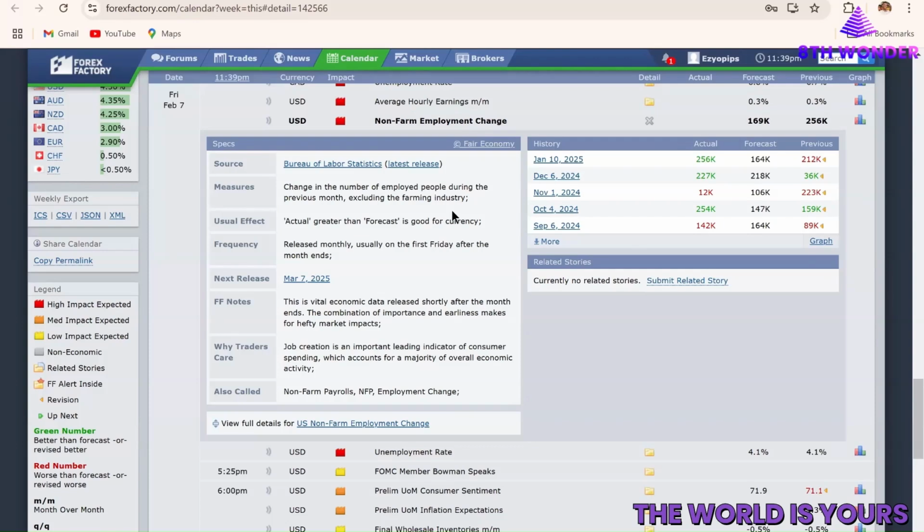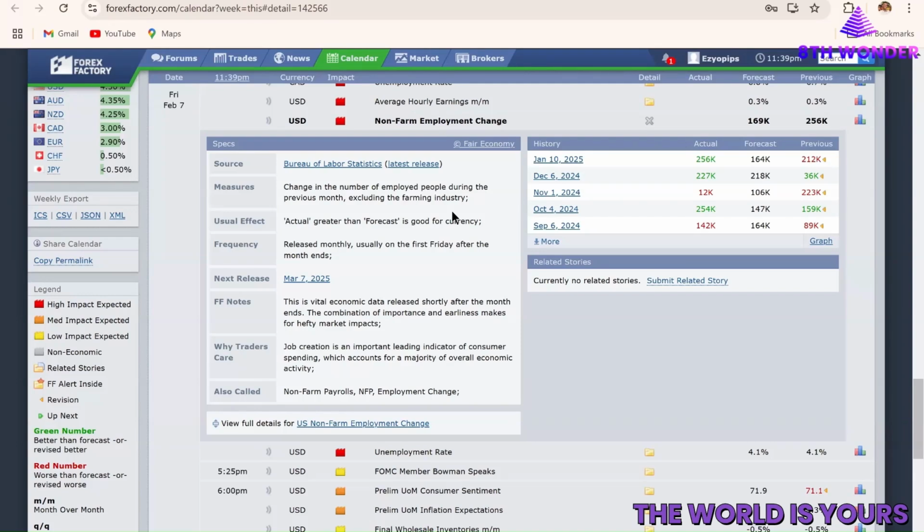So when the NFP is released and the data comes out that employment has increased, it means that specific currency will increase in value on that day. For example, on Friday, once the NFP data comes out positive, like the employment number has increased, it means we are going to experience a push up, or a buy, or a gaining of strength in the dollar currency.